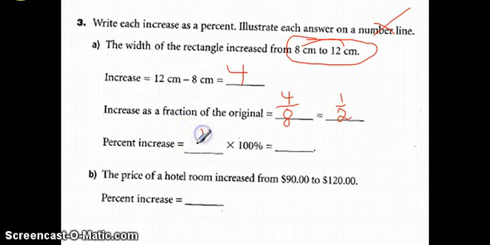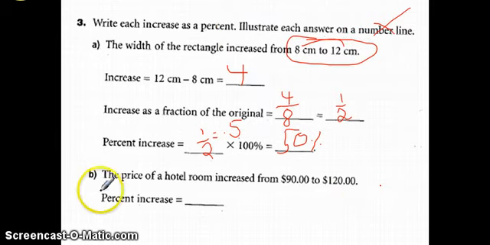So how do we represent that as a percentage? Well, we just say our half, which is the same as 0.5. We multiply that by 100 to get a percent, and we'll end up with 50%. Okay, so an increase from 8 to 12 centimeters represents an increase of 50%, which means 4 was half of the original amount. Okay, that's what that means. And this will be percent over here.